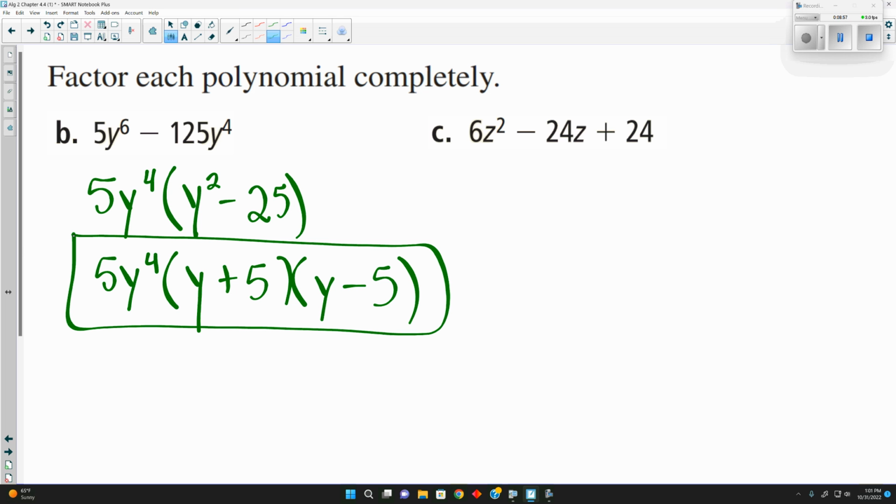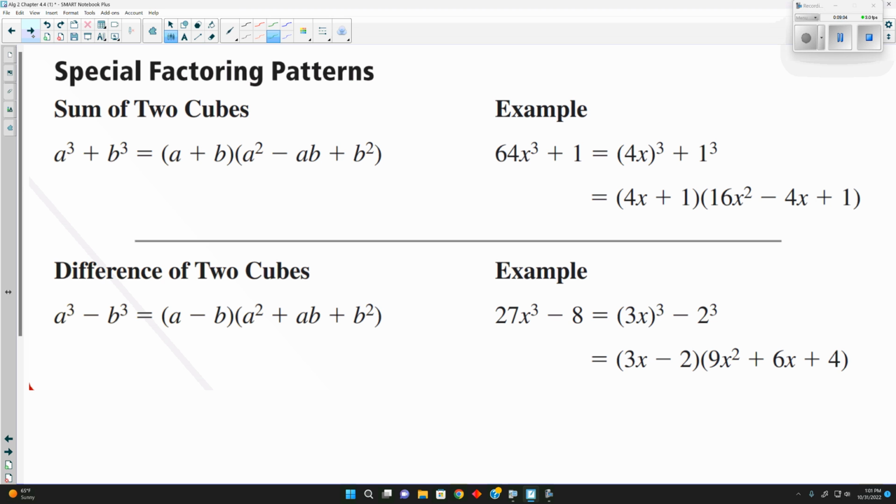Any questions on any of these here? Okay. I think we feel pretty comfortable with those, so we'll start looking at these here.